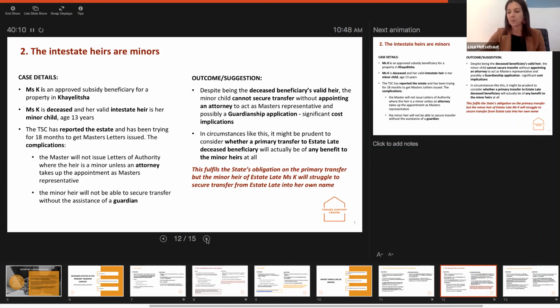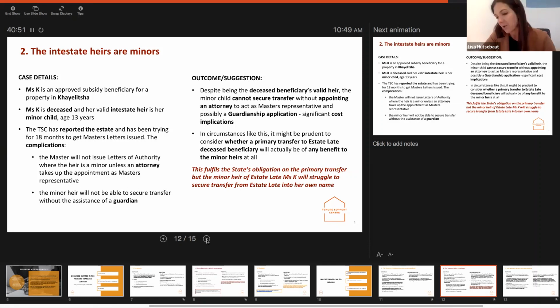So similarly to the scenario we've just discussed with the customary or common law spouse, again, sometimes it might be prudent to think about whether a primary transfer to the estate late, where the only heirs are minors, is actually going to be of any benefit at all. You might find that you follow this process and you transfer to estate late, and actually that minor child never has any hope at all of being able to secure transfer, because they can't afford a guardianship application, they can't afford a lawyer to act as master's representative, etc., etc.